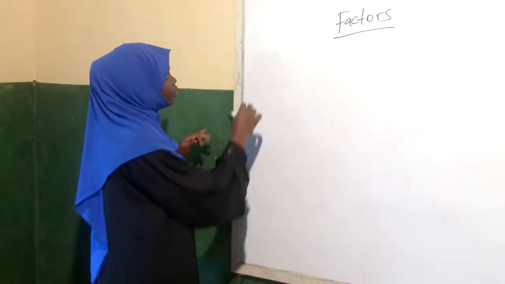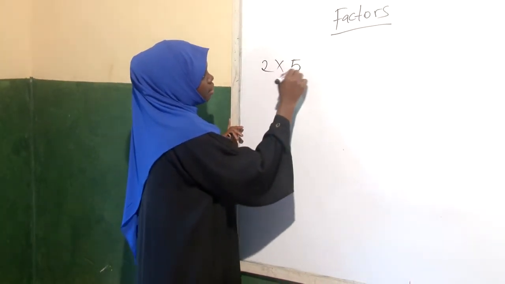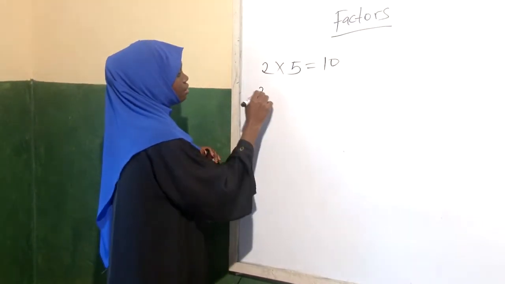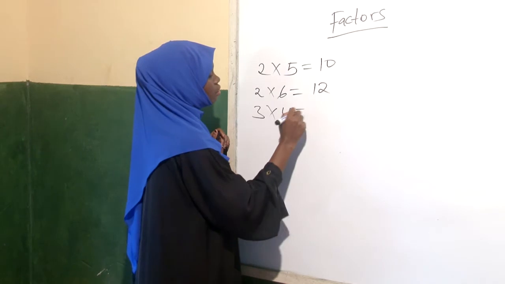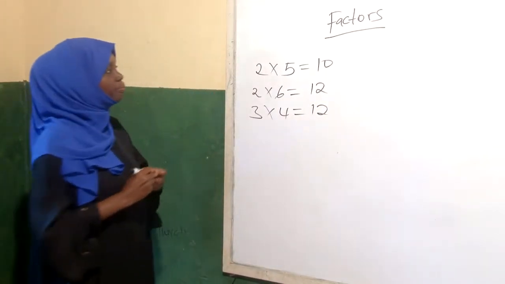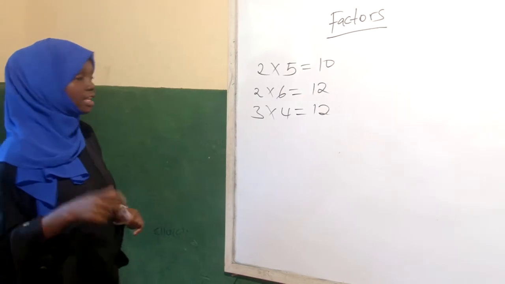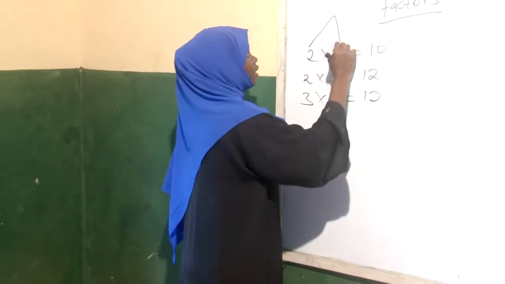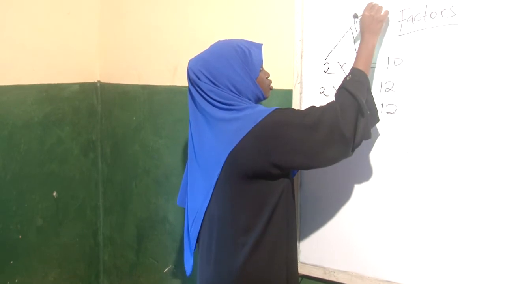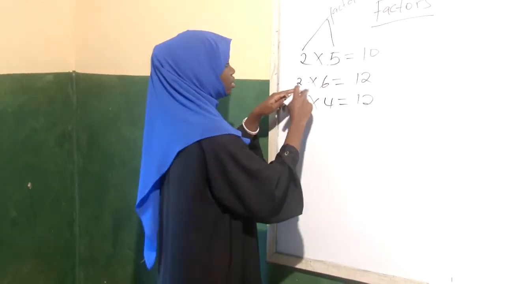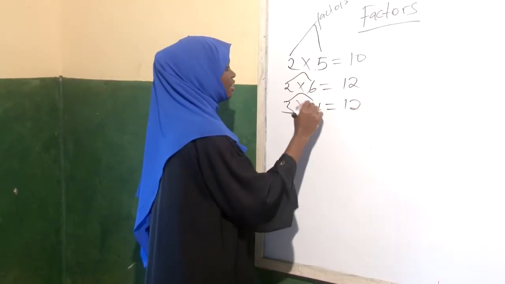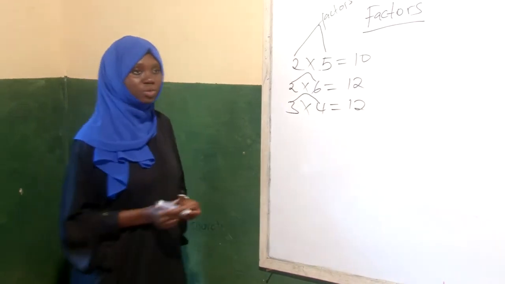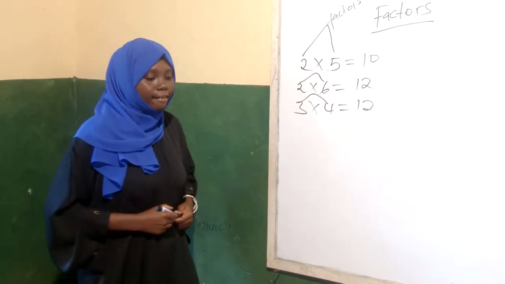So, for example, we have 2 times 5, we get 10. 2 times 6, we get 12. 3 by 4, we get 12. So, factors, we have said factors are the 2 numbers. So these are what we call factors. These 2 numbers that you have multiplied to get this 10. These 2 numbers you have multiplied to get the 12. So these are what we call the factors. The 2 numbers that you multiply to get the multiple.